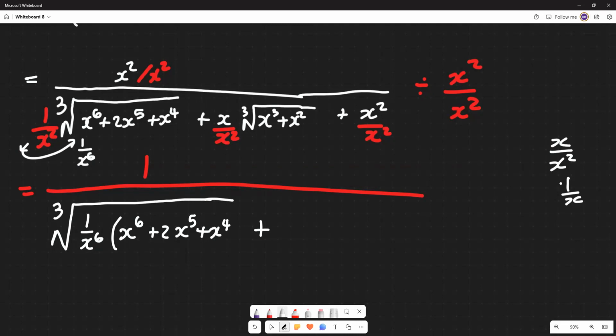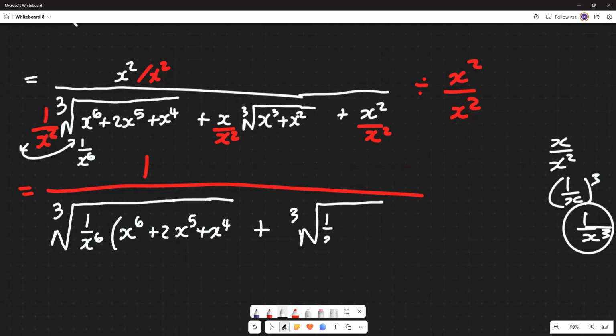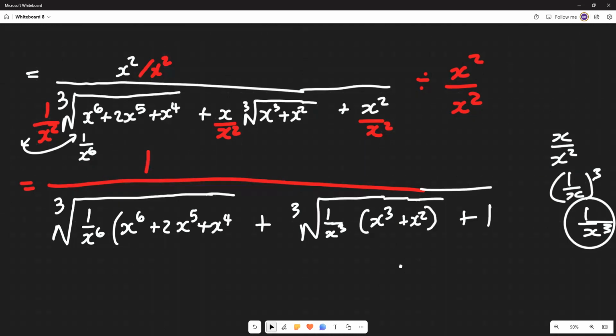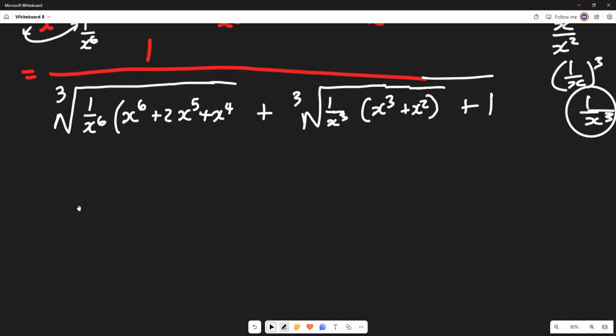And then I need to take this back inside the cube root, so I'm going to multiply this by that. So it's 1 over x cubed when it's inside, and 1 over x when it's outside. So I multiply by that, and then I have x cubed plus x squared. Then need to close this, and then plus 1 there. Awesome. Now let's see what this simplifies to.